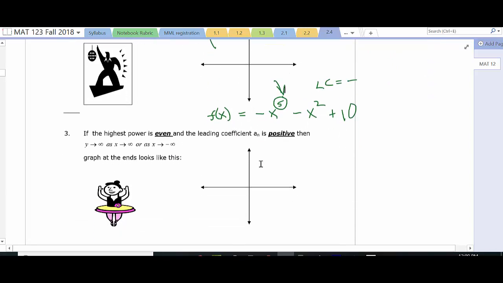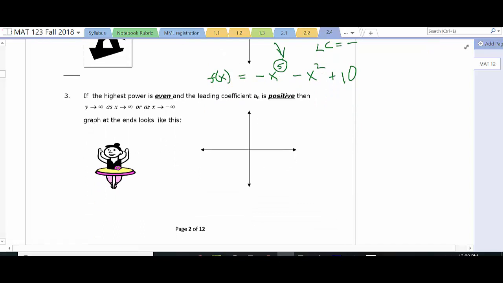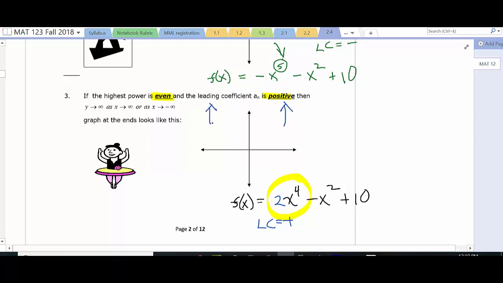So that's how odd ones go. Even ones go like this. If the highest degree is even and the leading coefficient's positive, it's going to go like that, kind of like a parabola opening upward. Let's use this as an example: x to the fourth minus x squared plus 10. It turns out that the only thing that matters is the highest power. That determines everything. If we put a positive leading coefficient there, it just goes like that. What happens between, it'll probably wiggle, but that's not what we care about right now.